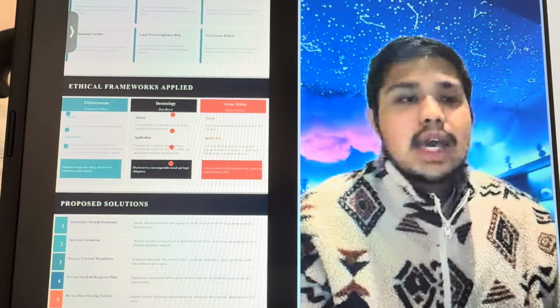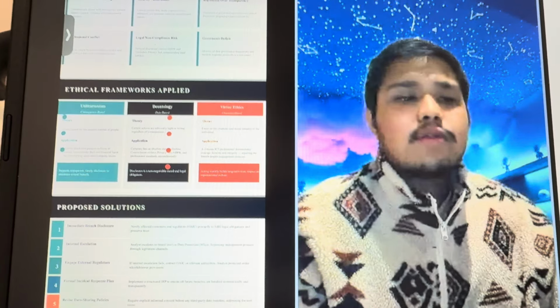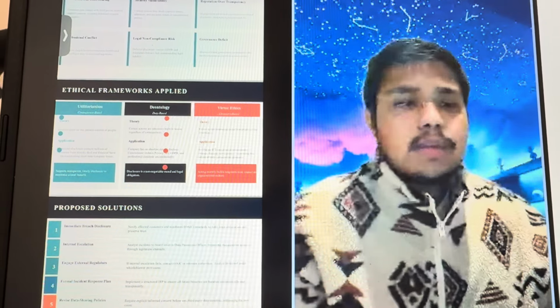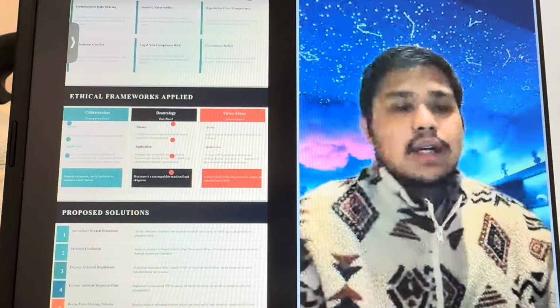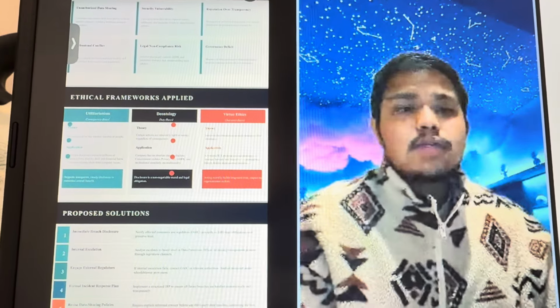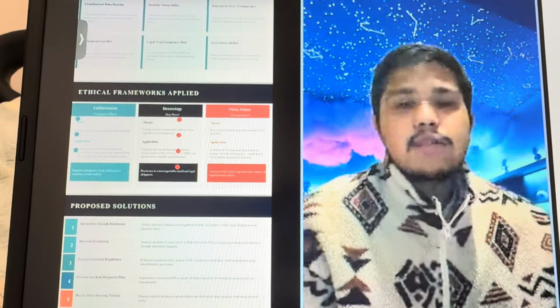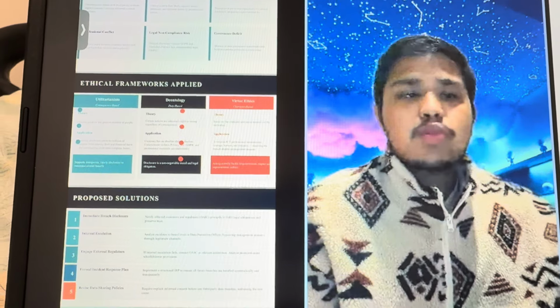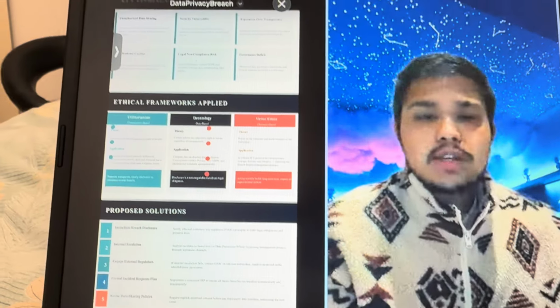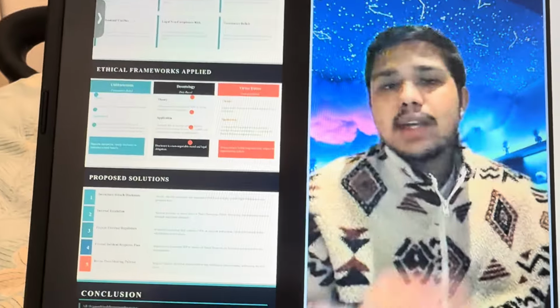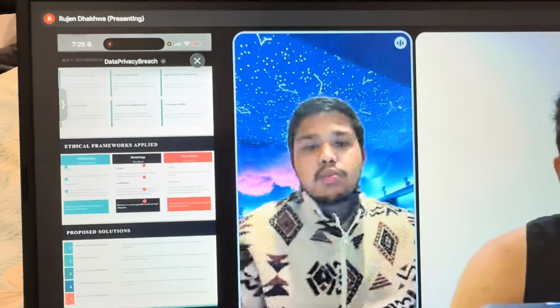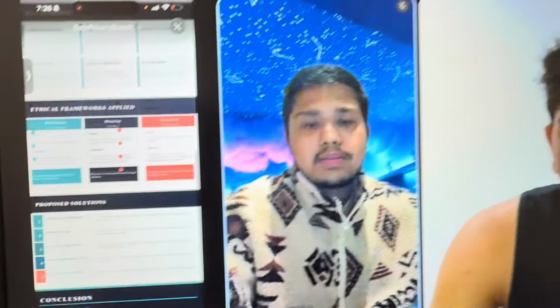In order to maintain long-term customer trust and reputation, the company should try to be more transparent. If it keeps on hiding the risky breach for financial profit, then it is most likely to collapse in the future. So that was my topic. I'll now hand over to Rujan for further explanation of proposed solutions.